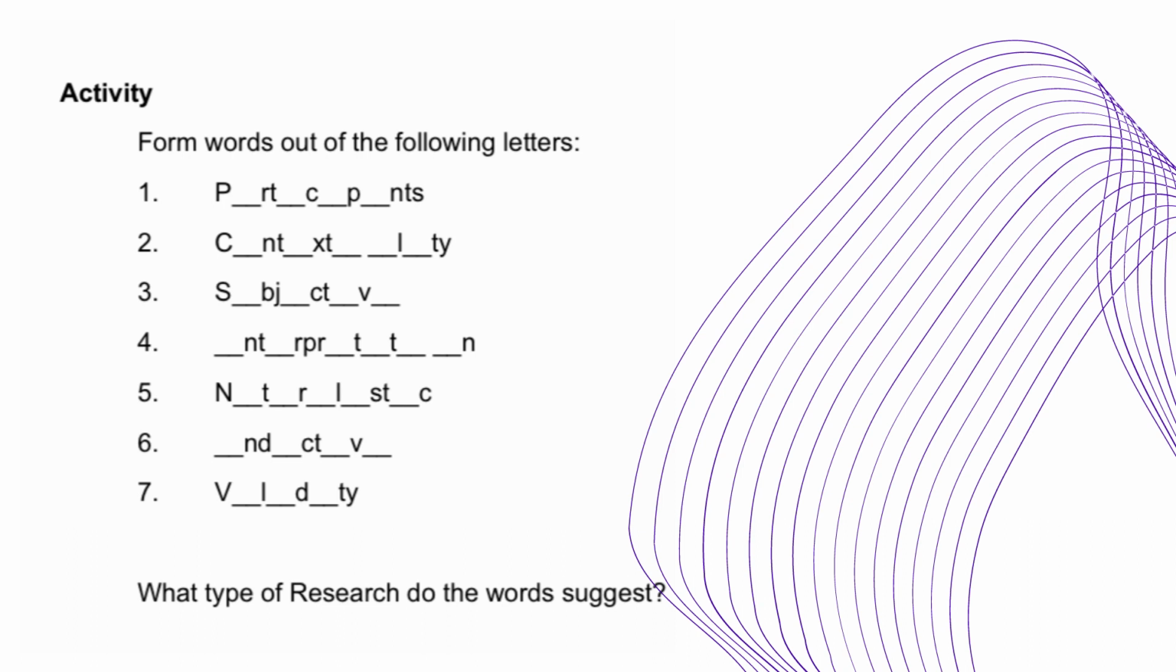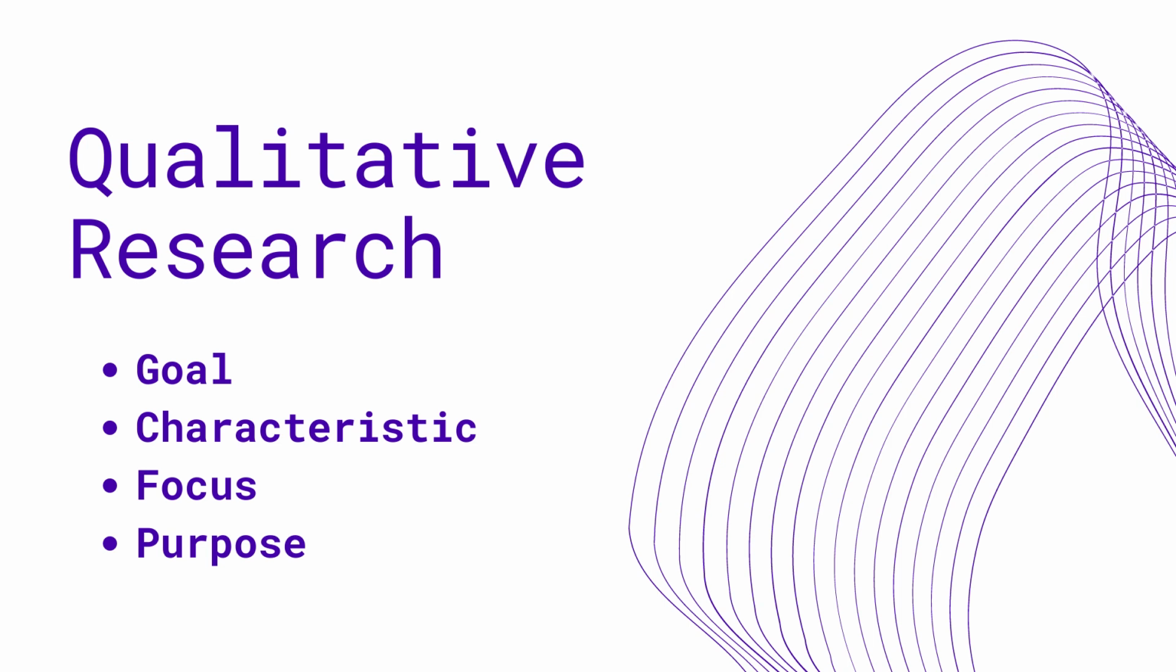Now, answer the question below. What type of research do the words suggest? The answer is qualitative research. Its goal is to uncover and interpret the meanings people attribute to their experiences. We have mentioned and already studied its characteristics. Its focus is to understand the meaning a phenomenon has for those involved, and the purpose is to understand how people make sense of their lives and their experiences.